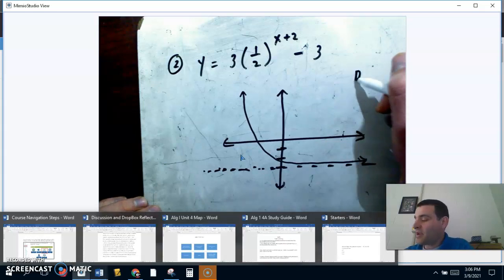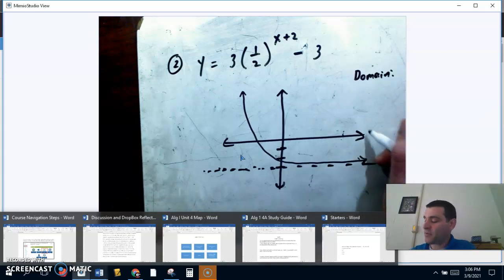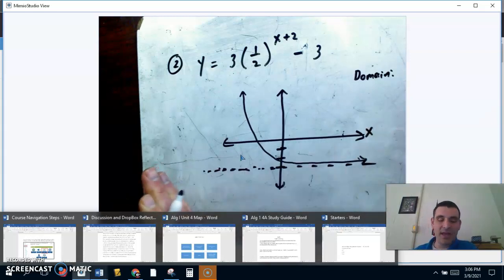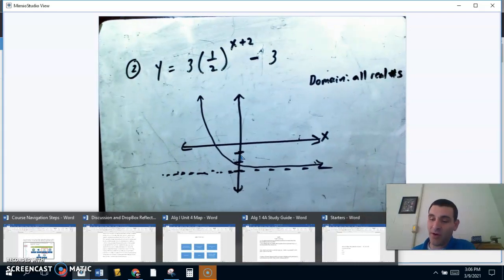Back to that domain and range. Domain are all possible x values. It goes forever to the left, it goes forever to the right. So we'll say all real numbers, which again is very common. And that will be the domain of every exponential graph. Not every graph there is, but every exponential graph.